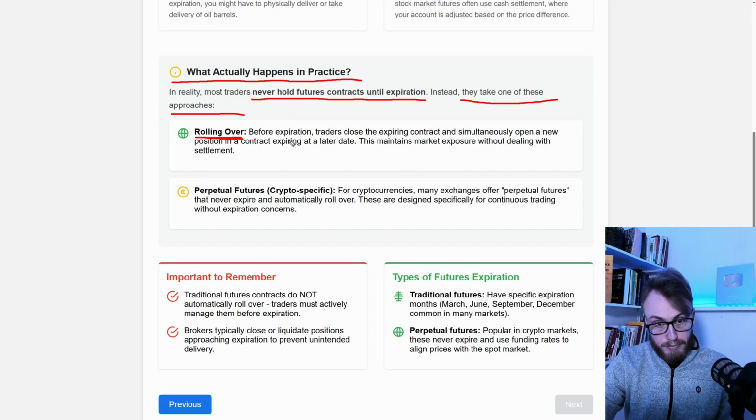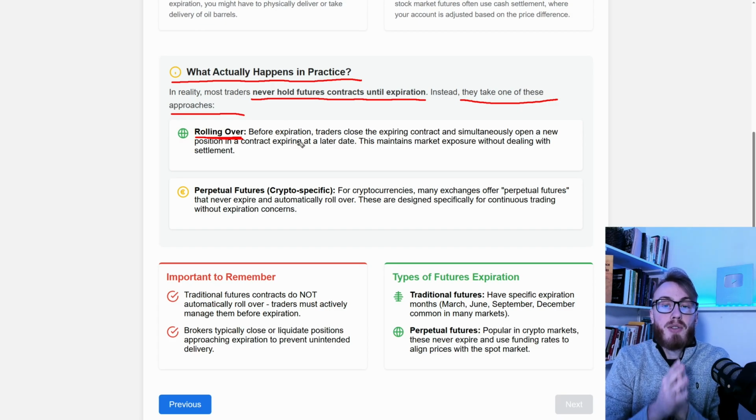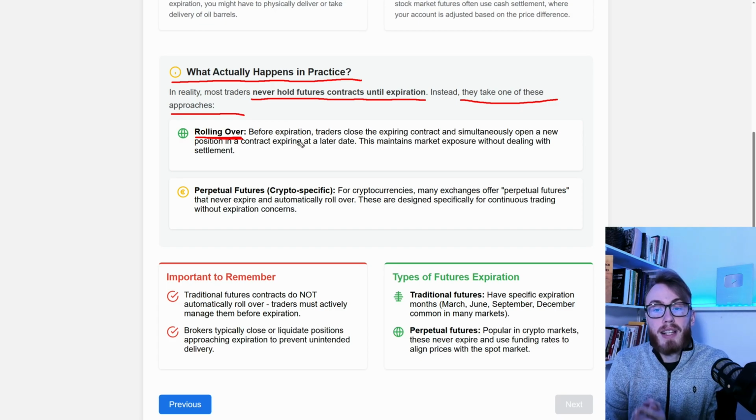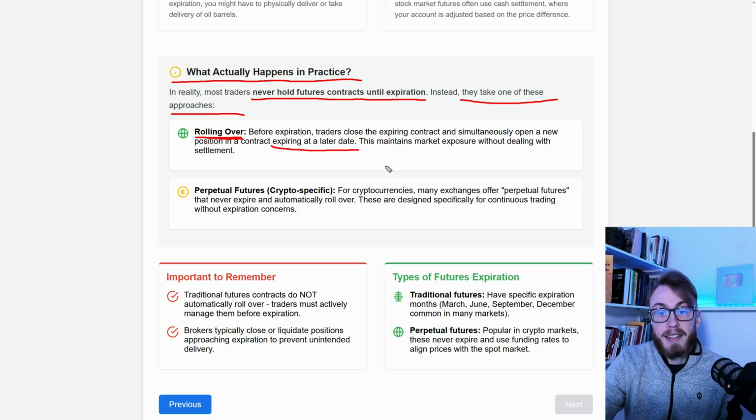You either roll over. So before the expiration, traders close the expiring contract and simultaneously open a position in a contract expiring at a later date. So this basically maintains the market exposure without dealing with the settlement.